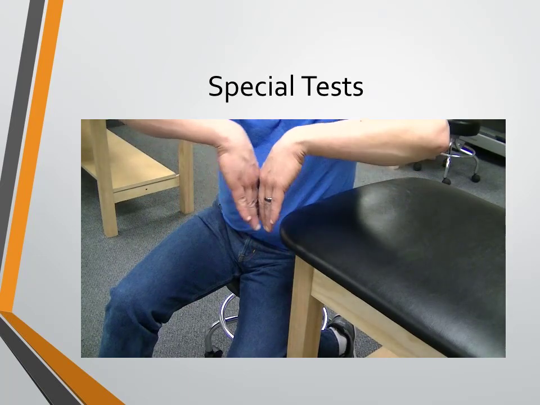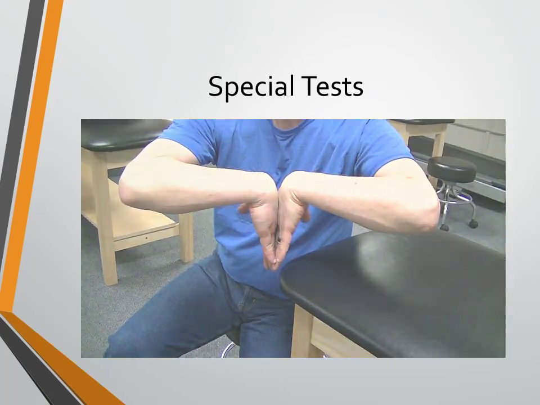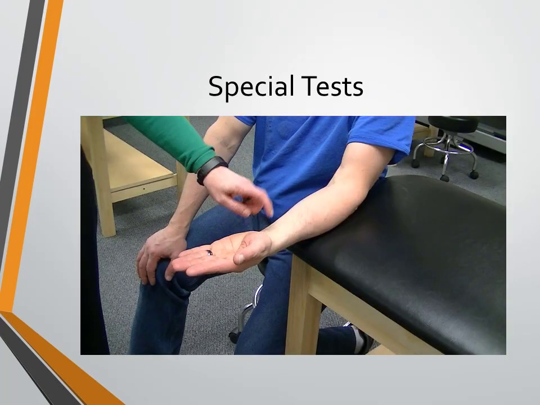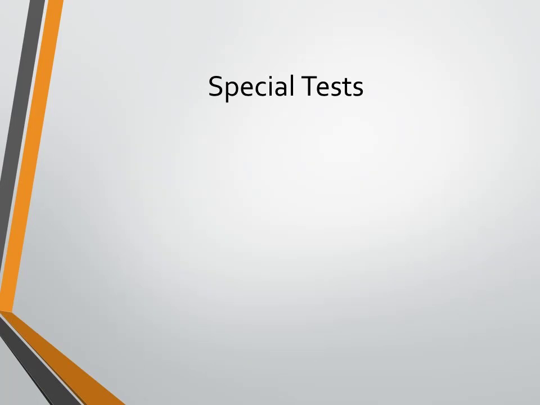The special tests that we will use include Phelan's test or reverse Phelan's test, the Tinel tap test over the median nerve. You may also see a wrist flexion and carpal compression test. The manual muscle test will be thumb abduction, but really what we're looking for is a weak grip and pinch strength.